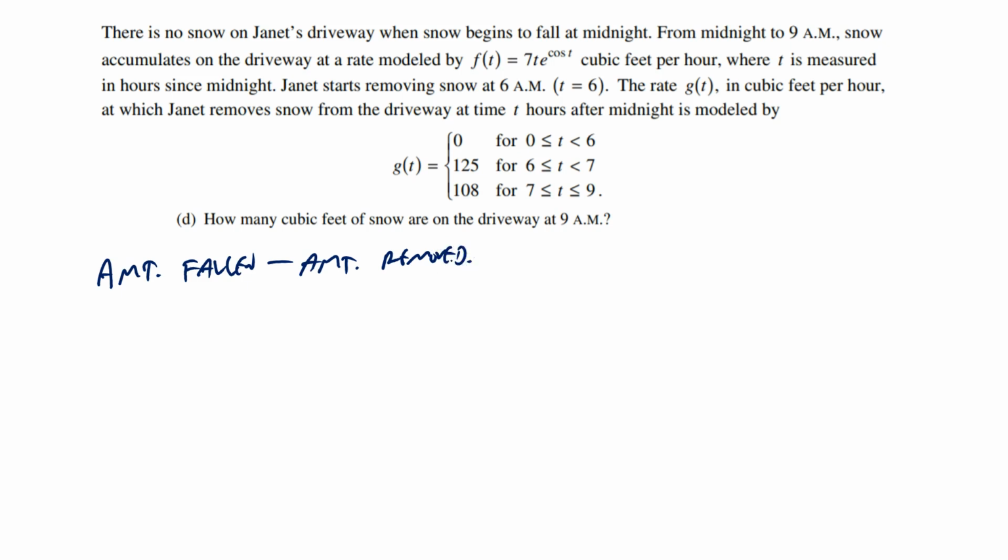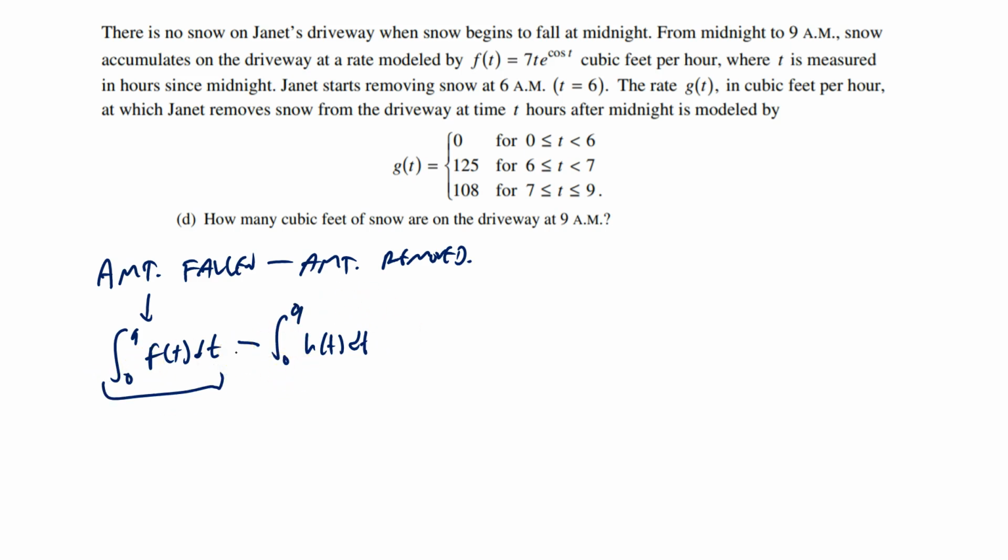Now, tricky thing here is the amount removed is going to have to change based on the piecewise function we just made. But the amount fallen is easy. That's just the integral from 0 to 9 of f of t dt. Then what we'll do is we'll subtract these in pieces. So the integral from 0 to 6, h of t dt. Well, it's going to be the integral from 0 to 9, right? But it's going to be split up into pieces. Okay, so this part we can just do on our calculator.